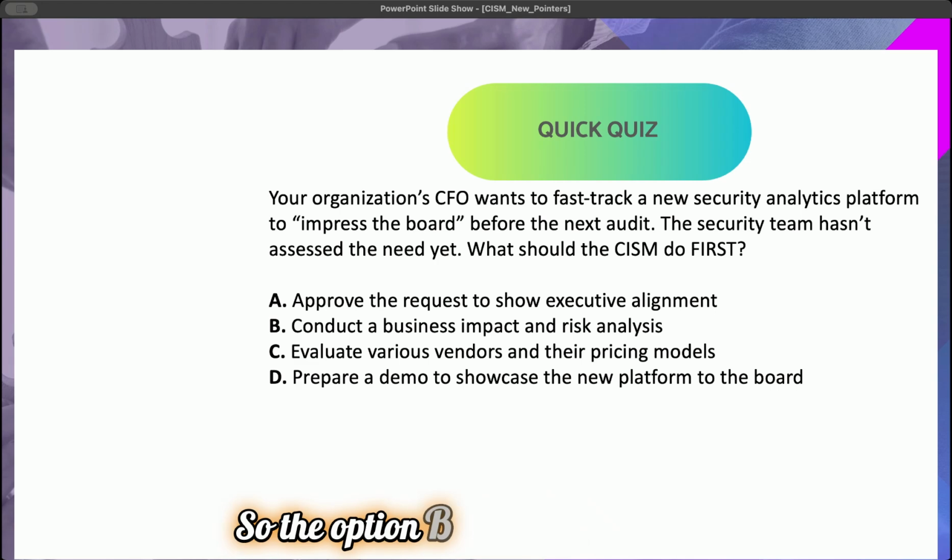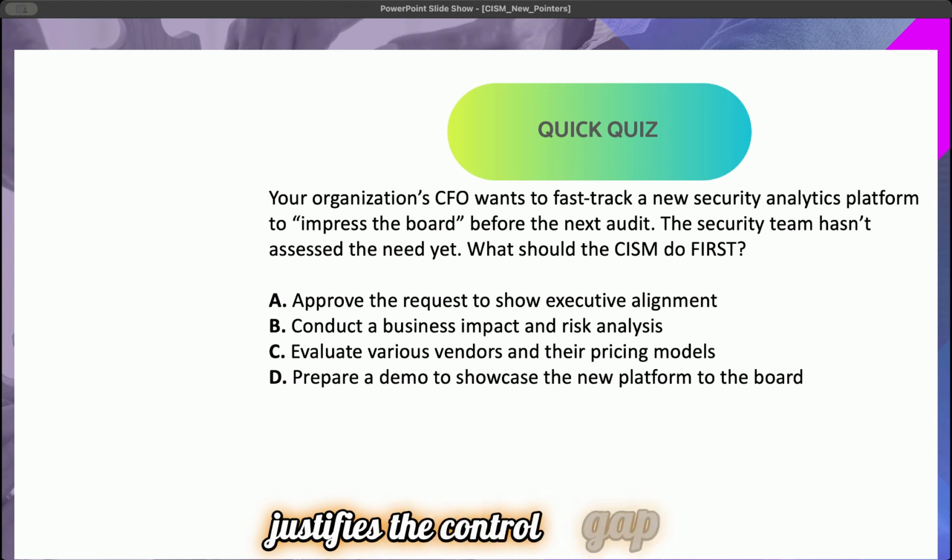So option B says conduct a business impact and risk analysis. A CISM should not react to executive pressure without due diligence. So the first step is to ask what risks are we trying to solve? What's the business impact if we don't act? And does this tool justify a control gap or threat exposure?